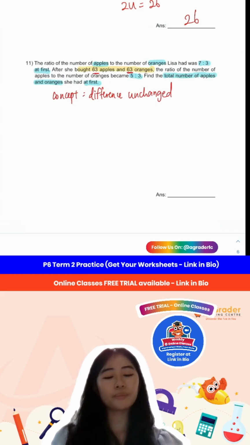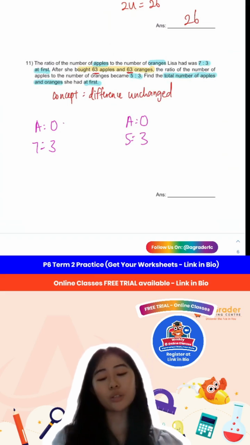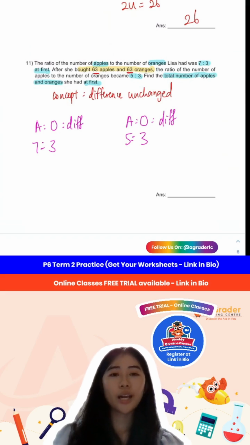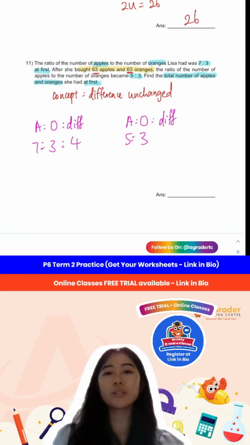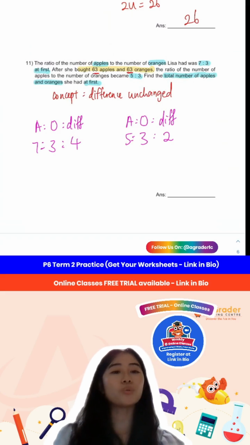Difference unchanged. So for difference unchanged question, you can write out the ratios first, 7 to 3 and 5 to 3. Now, because this is called difference unchanged, you need to add in one more column for the difference. So both ratios, put in the difference. And you know the keyword difference means minus. So 7 minus 3, the first difference is 4. And then the second difference is 5 minus 3, which is 2.